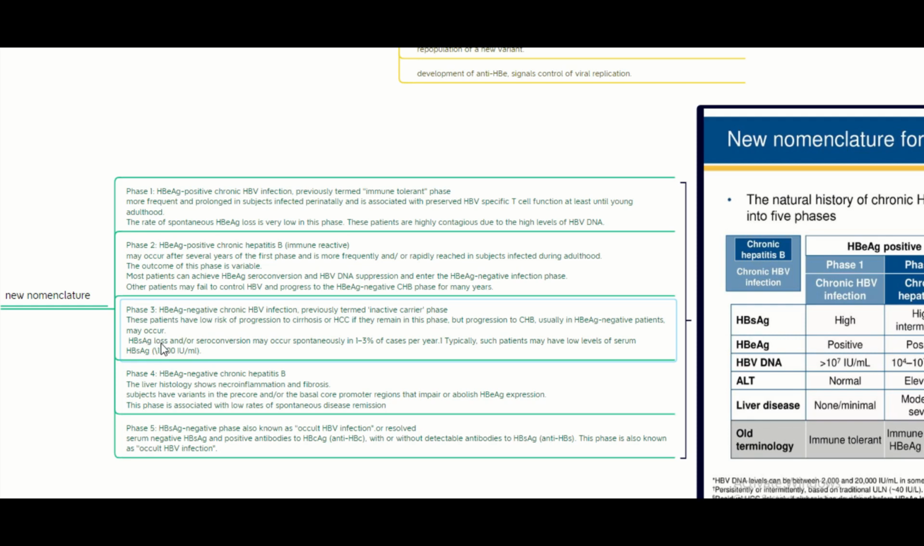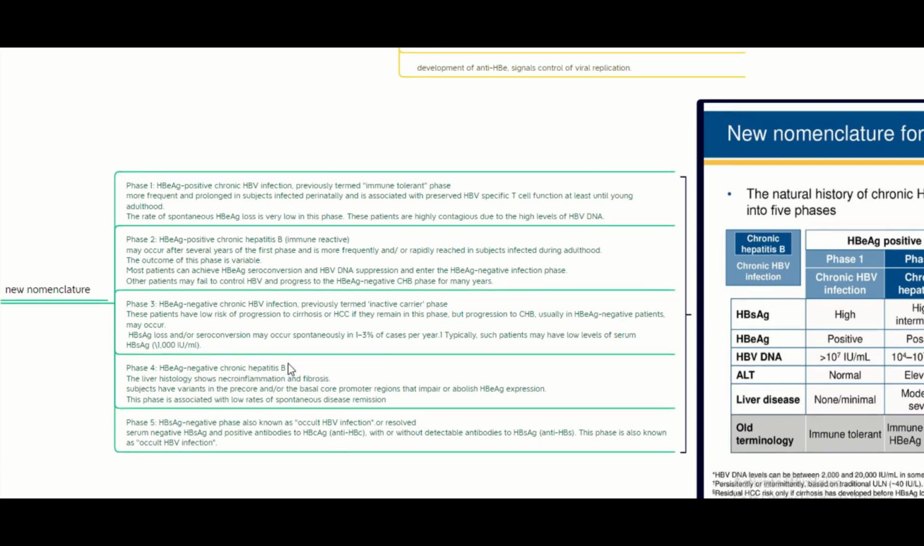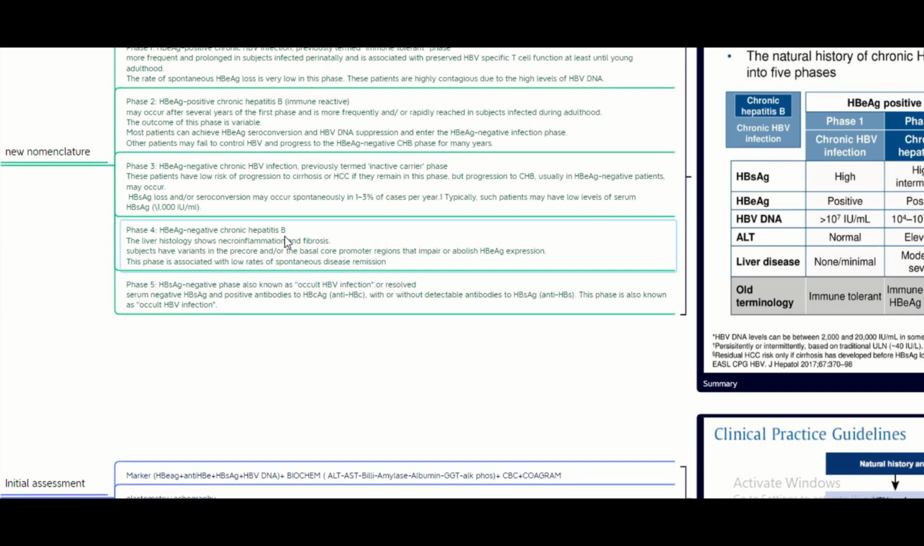These patients will lose the HBe antigen, but will still have the HBs antigen. Some people might lose it and have seroconversion, which is spontaneous. And these people will have really undetectable levels of HBs antigen and not an actual loss. And this is the most satisfactory phase that we can go into with our patients.